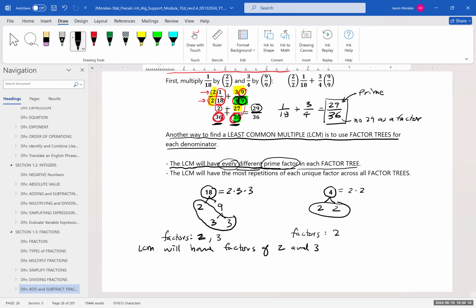So, it's going to have both 2 and 3 and not just 2, because it's going to be every different one. Okay, now the second one here, the least common multiple will have the most repetitions of each unique factor across all factor trees. So when we look at this factor of 2, what's the most number of times it occurred in each factor tree? Well, in this factor tree, 2 occurred once. So 2 occurred once. But over in this factor tree, 2 occurred twice.